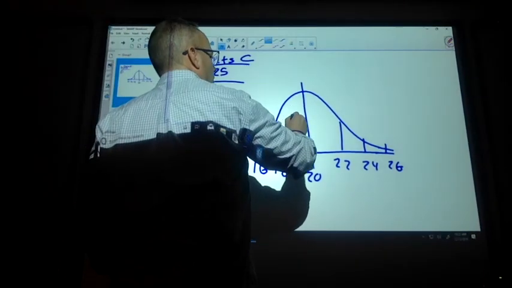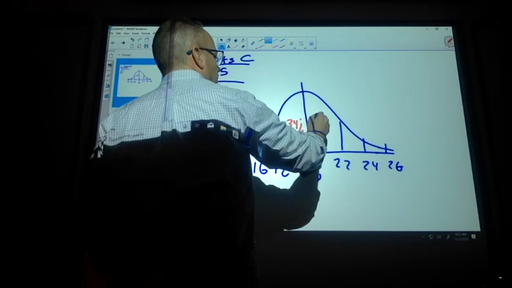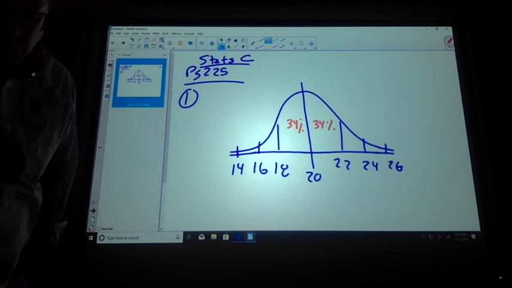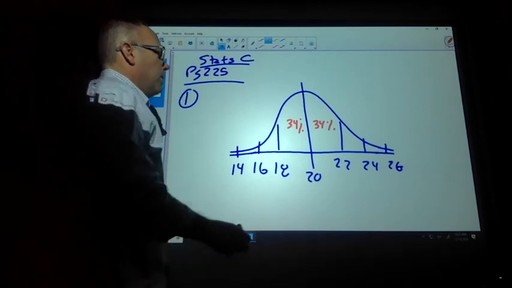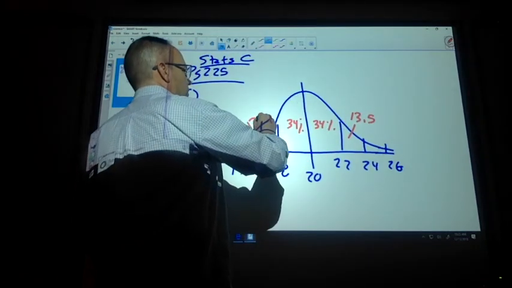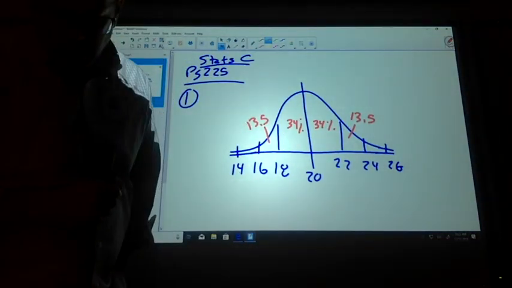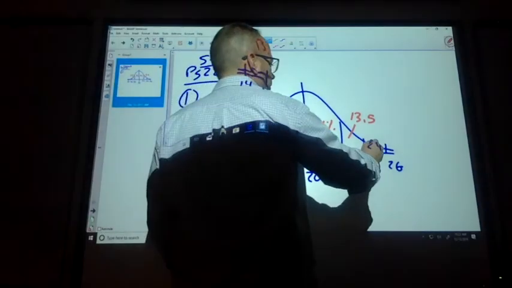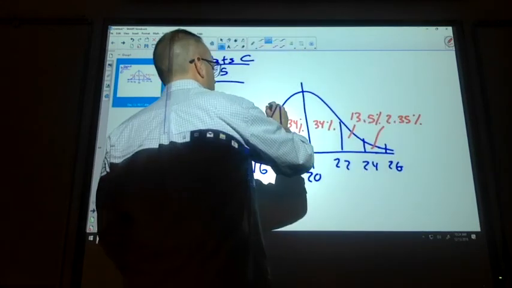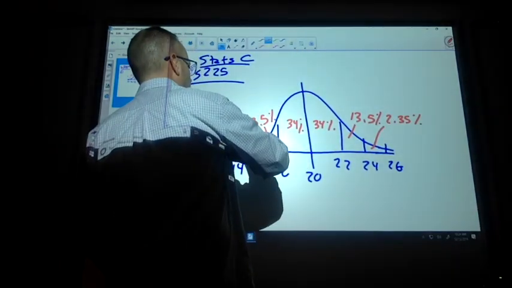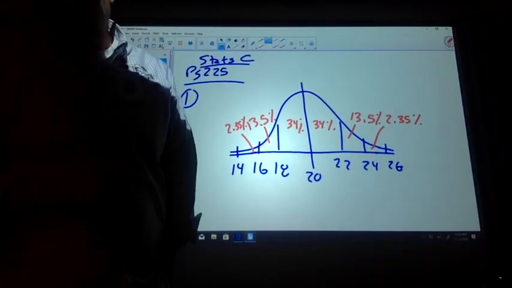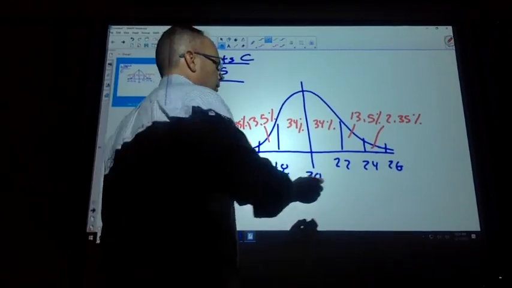So we know that this is 34%. This is also 34%. These are both rounded, but don't worry if it's rounded, it's not going to affect you that much. That's 13.5, and that's 13.5, and 2.35, and 0.15. They're all percents.